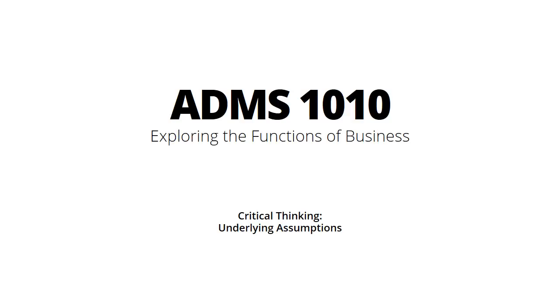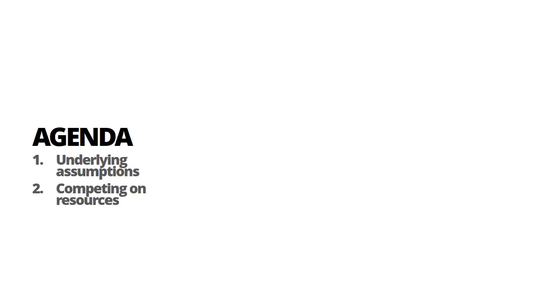In this video we will be looking at the chapter on underlying assumptions from the Critical Thinking textbook. So in this video we'll start by looking at underlying assumptions and the two different types. Then we'll consider what underlying assumptions might be found within the Competing on Resources reading that was assigned this week. Next, we'll consider whether or not there are any underlying assumptions in society at large. And lastly, we'll consider some alternative perspectives on those underlying assumptions.